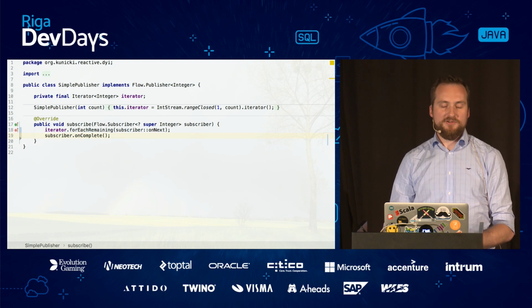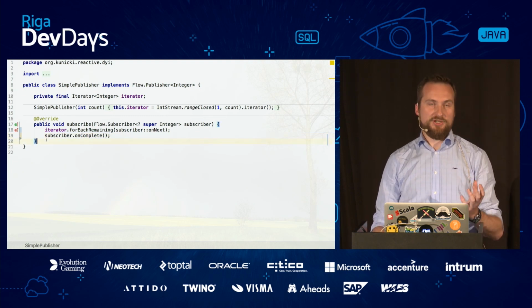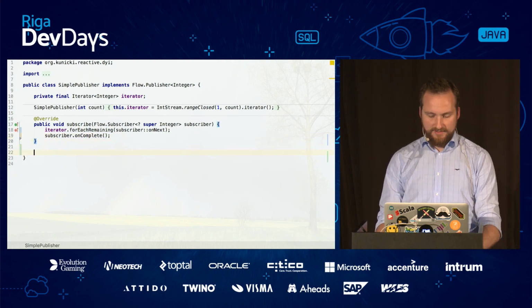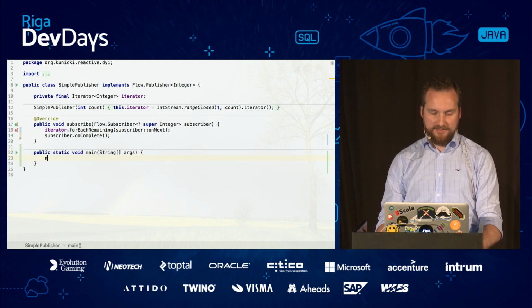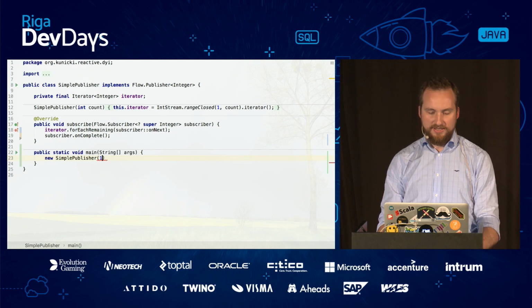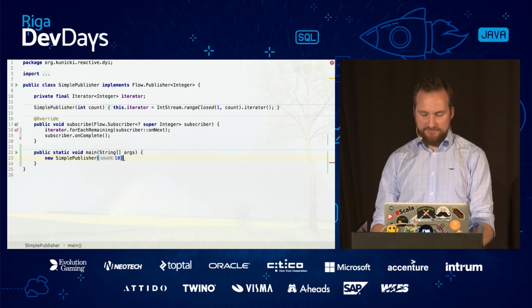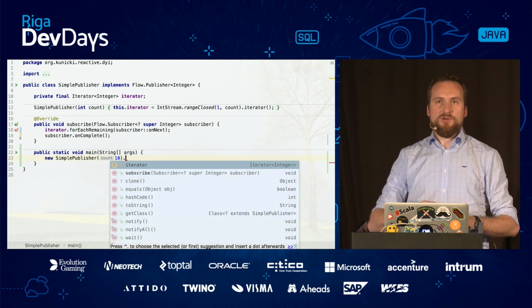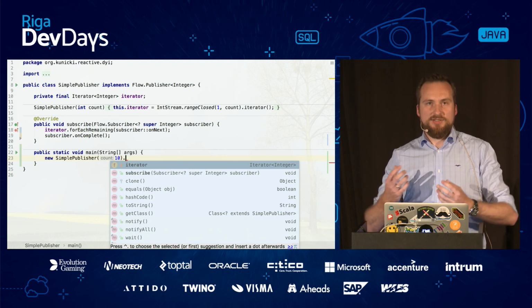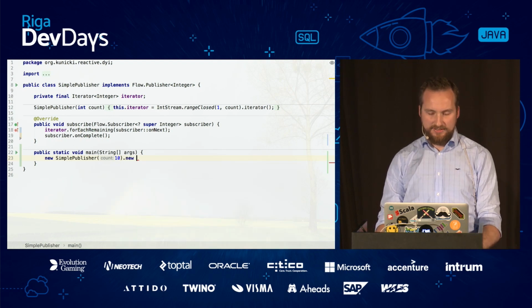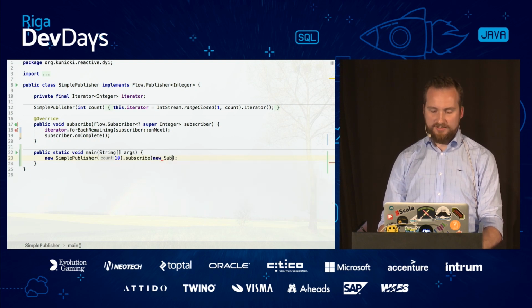So this looks fairly simple. Let's see whether it can work at all. To test it, we need a main method, and we need a new instance of our simple publisher. Let's say we want to emit 10 elements, and then so that our elements can be consumed, we need a subscriber. So we are calling subscribe using a new subscriber.